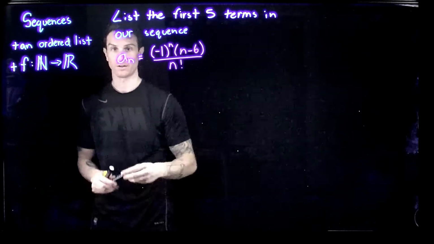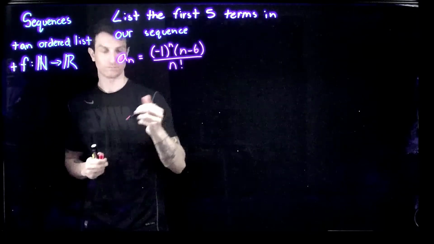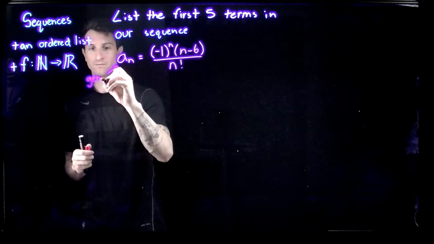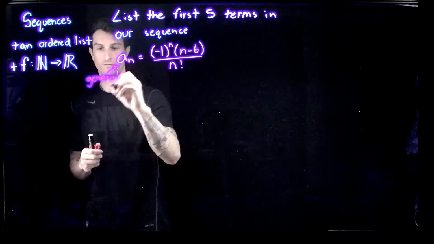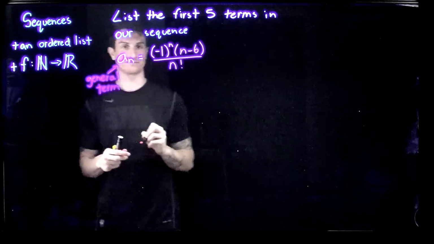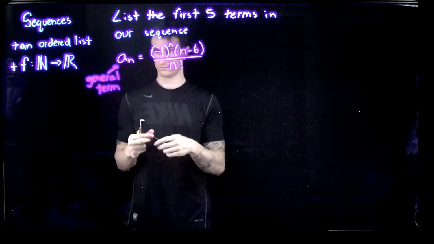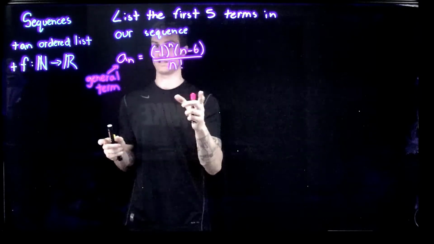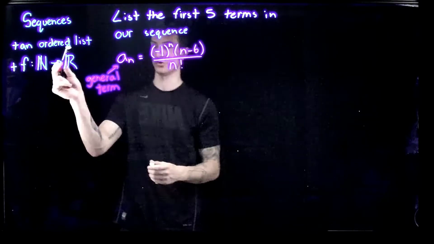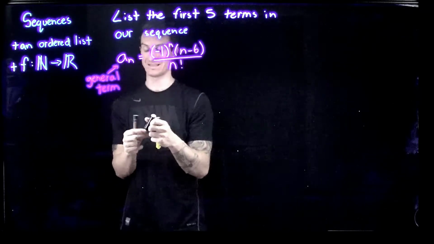Let's use a different color. General term. And essentially, if you gave me some value, some position in your ordered list, I could give you the term in that position.